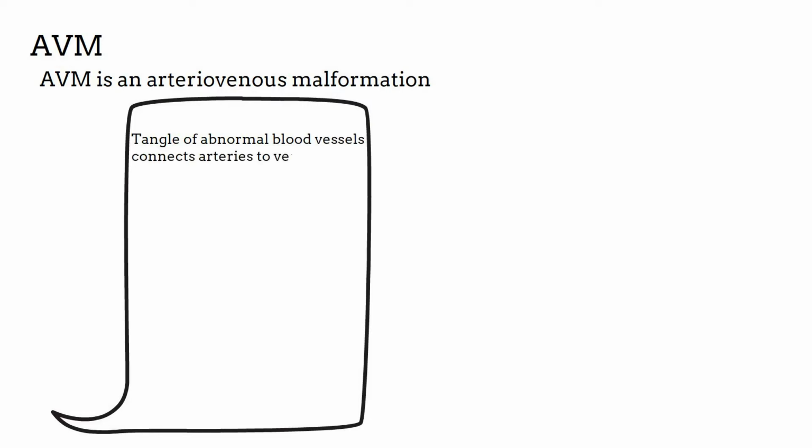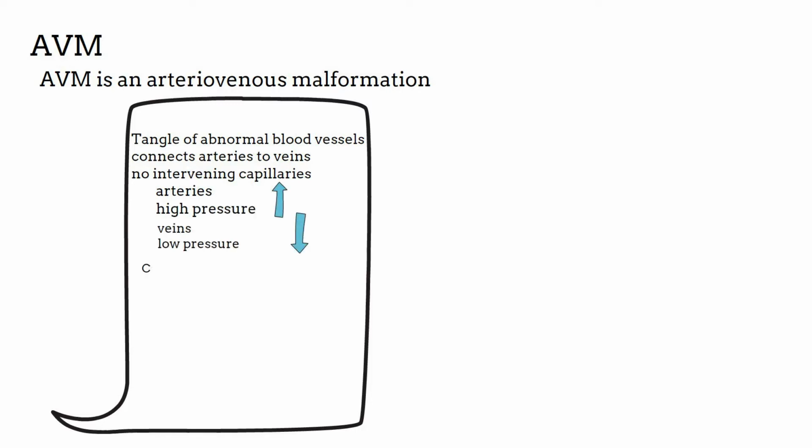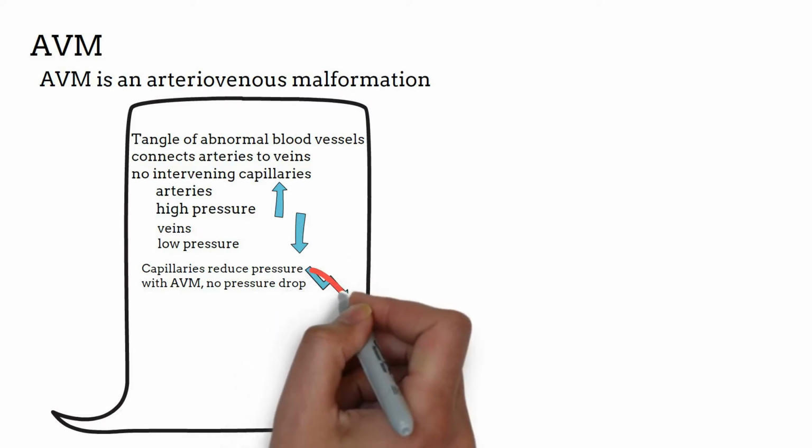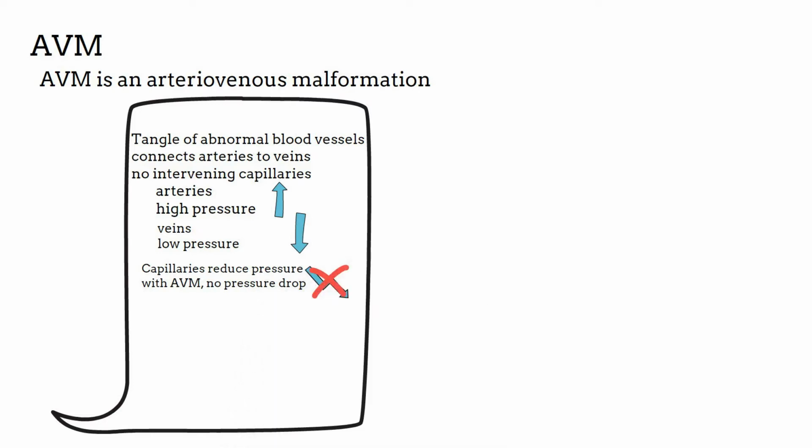In the AVM, the arteries feed directly into the veins without the intervening capillary system. The arterial side of the vascular system is high pressure, and the venous side is low pressure. The capillaries tend to significantly reduce the pressure of the blood in the arteries before it passes to the veins. With an AVM, there is no pressure drop, and the veins can become distended and thinned. This is a prime reason for the high rate of hemorrhage in AVMs.